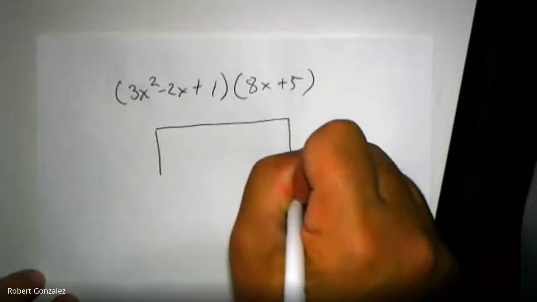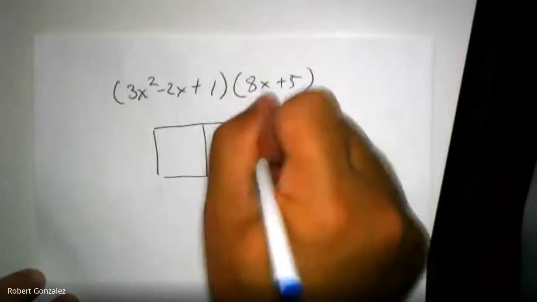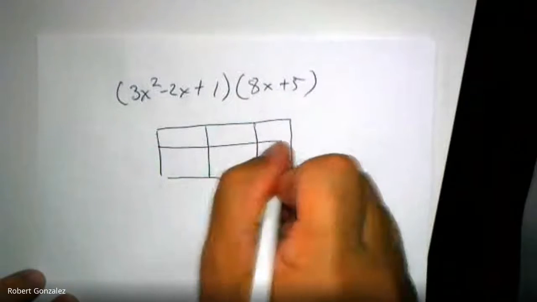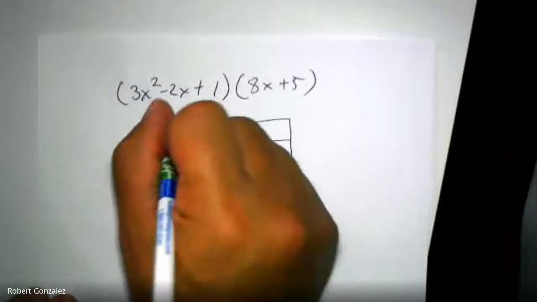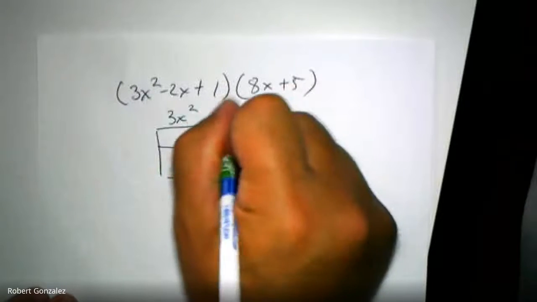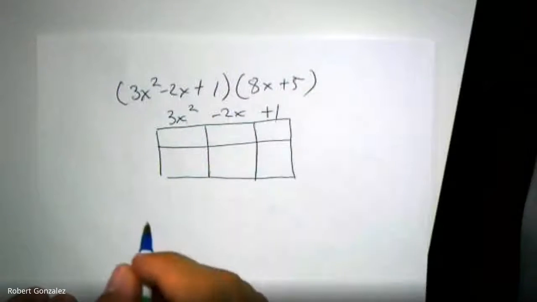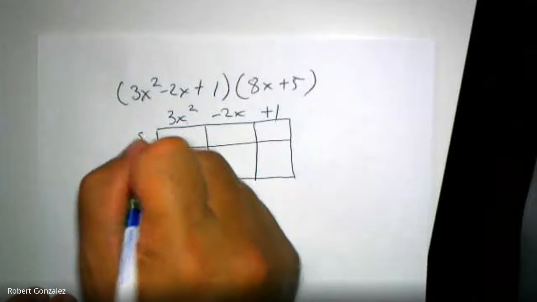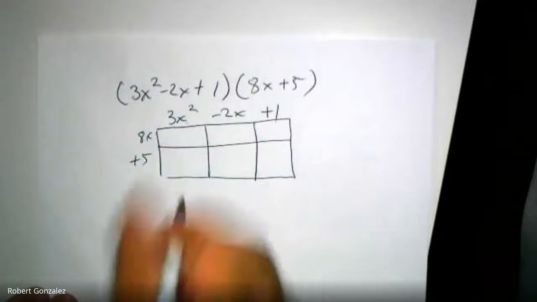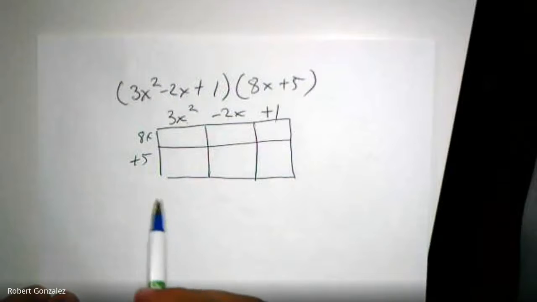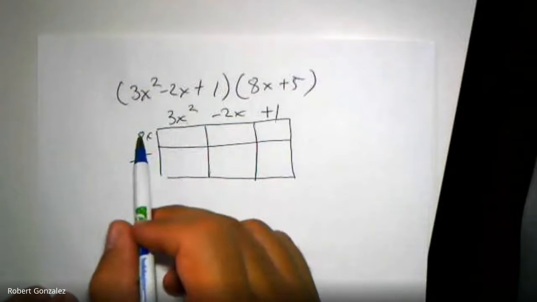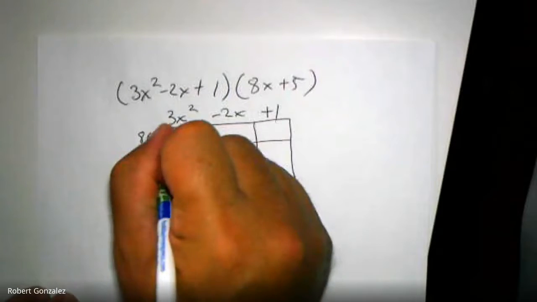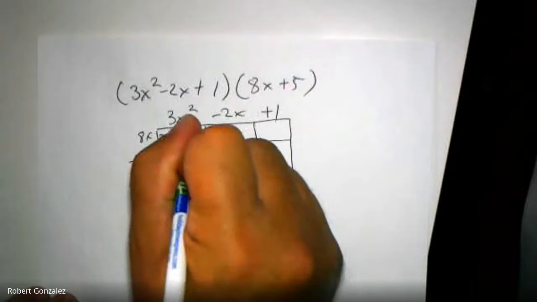So I've got 3 terms on one of my polynomials and 2 terms on the other. I'll write my 3 terms along the 3-term line. 3x squared minus 2x plus 1. 8x plus 5 goes on the side. And now I just multiply. What's 8x times 3x squared? 8 times 3 is 24. X times x squared is x cubed.